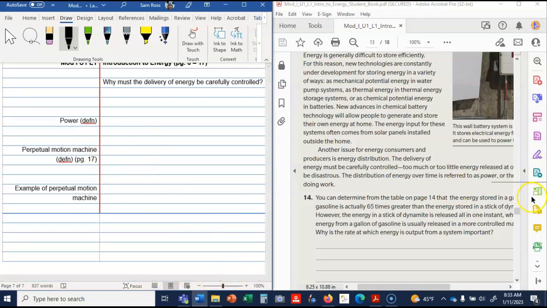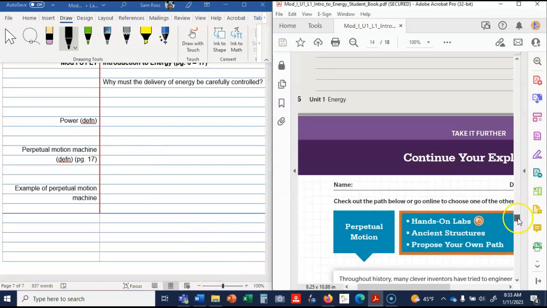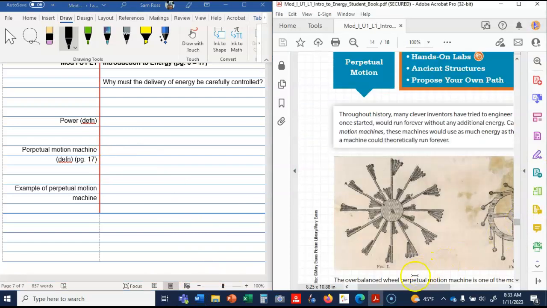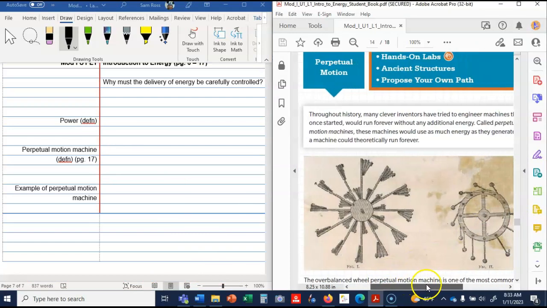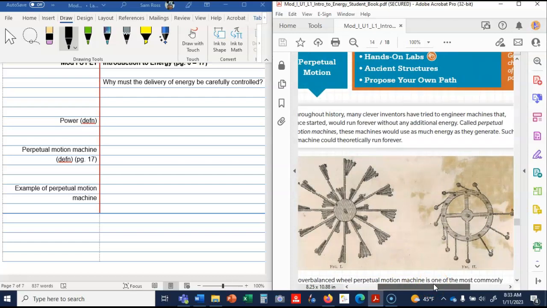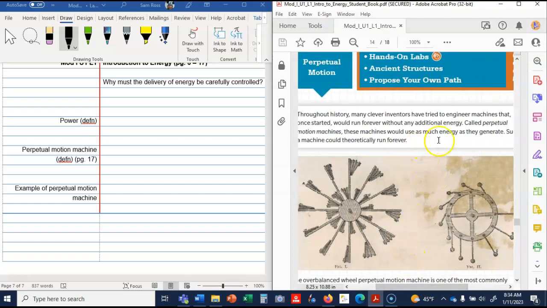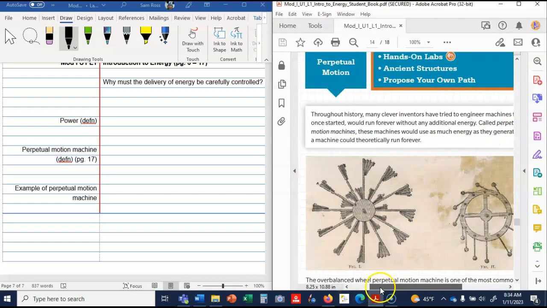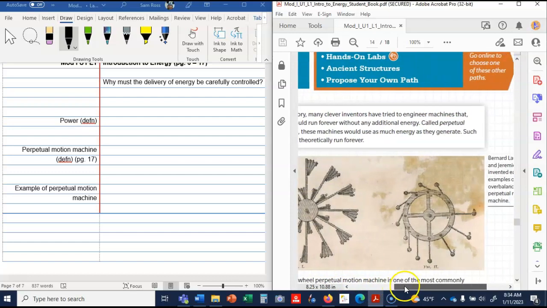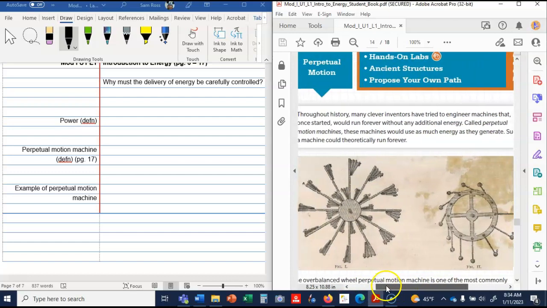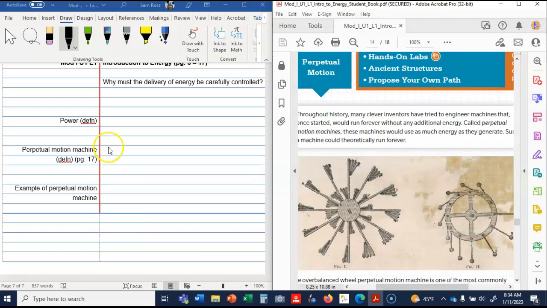Okay, and then let's define the perpetual motion machine. Right here it says called perpetual motion machines. These machines would use as much energy as they generate. So basically these machines, in theory, generate energy that allows them to use the energy to generate the energy, to use the energy, and it's perpetual, which means it doesn't stop.